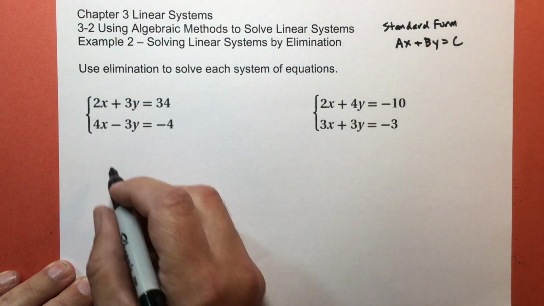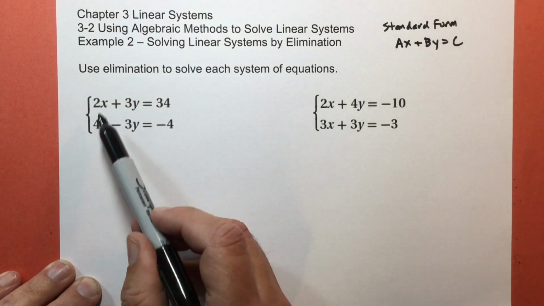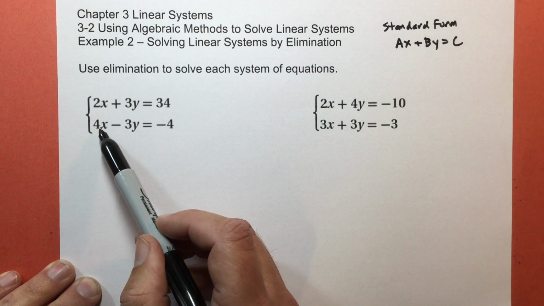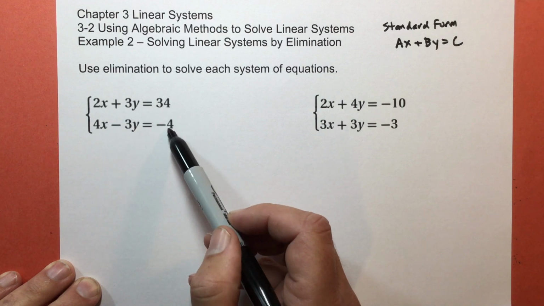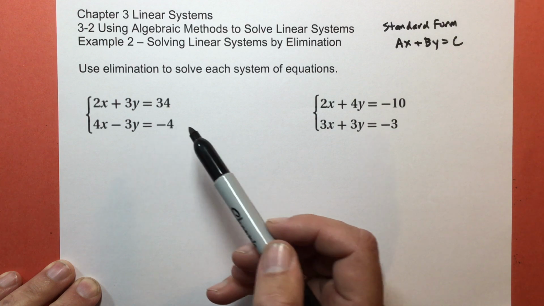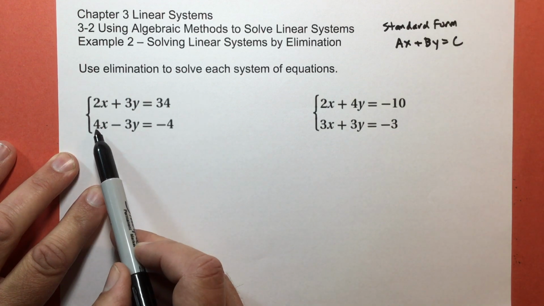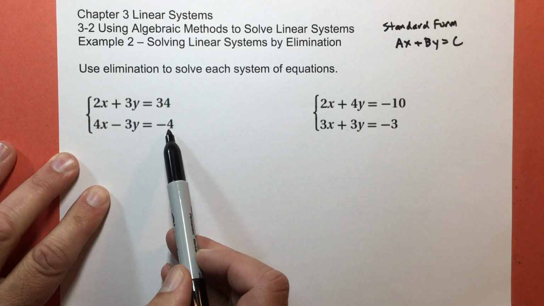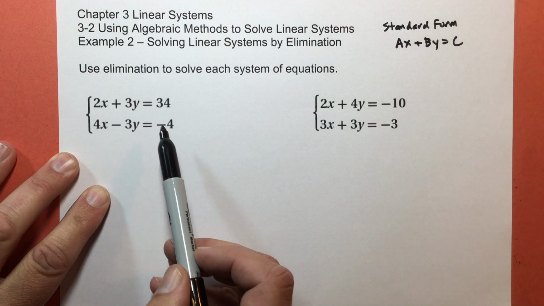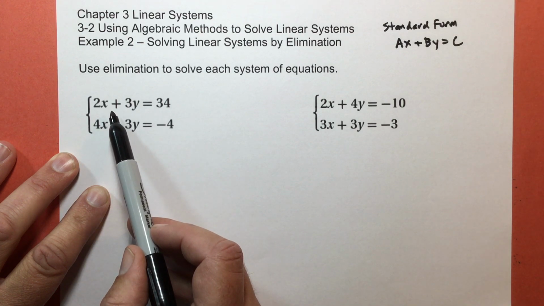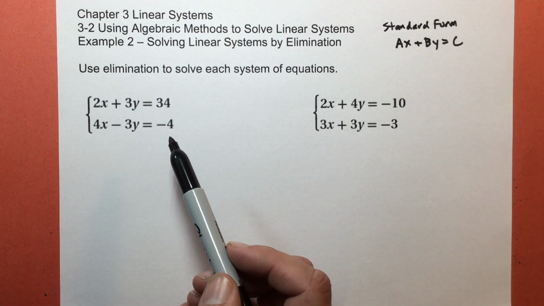Okay, so let me show you how this works. What I'm going to do is add the x's in both equations together. I'm going to add the y terms in both equations together, and I'm going to add the constant terms in both equations together. The reason why I can do this is because if this equals this, the addition property of equality says whatever I add to one side of an equation, I can add the same thing to the other side.